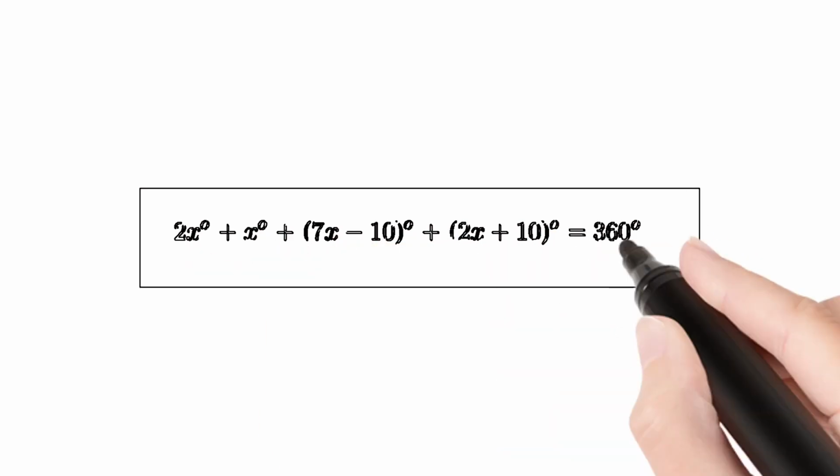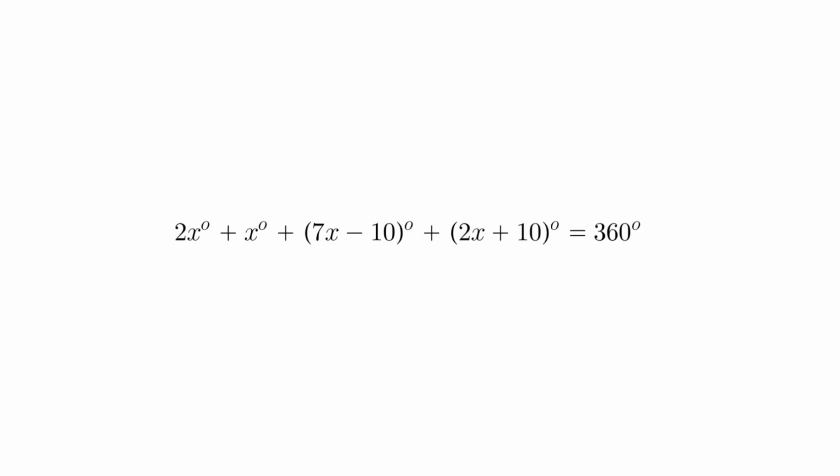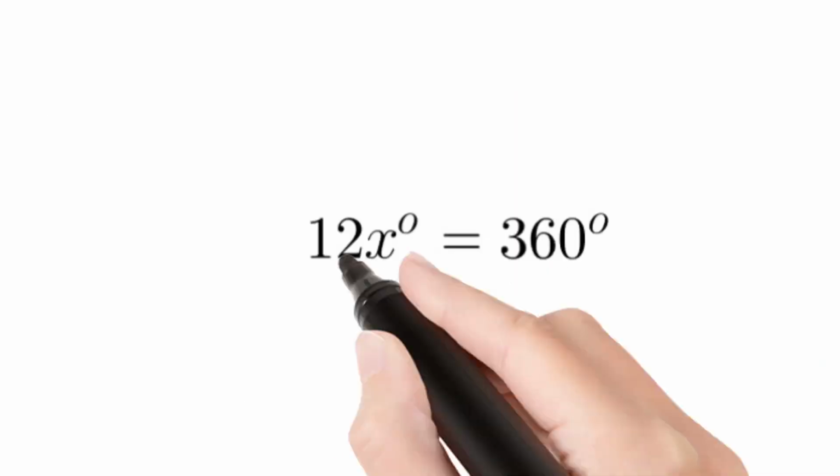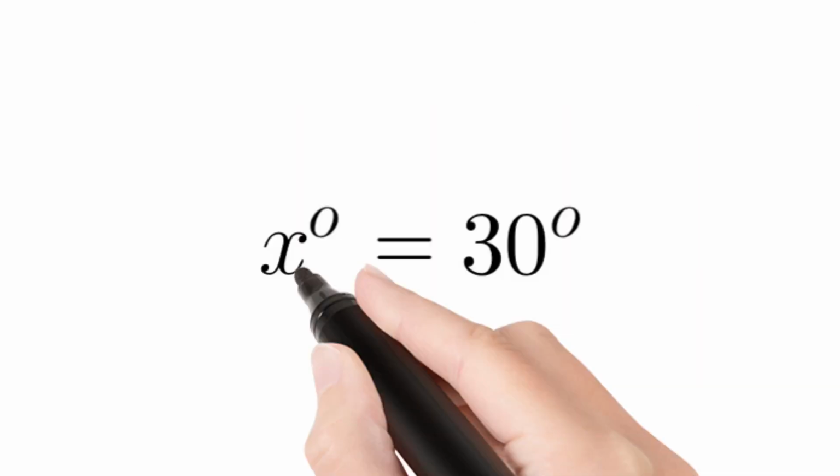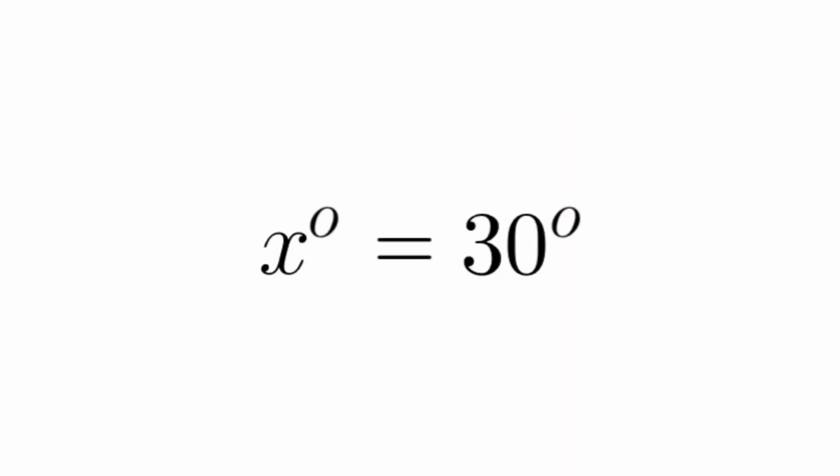2x plus x plus 7x minus 10 plus 2x plus 10 equal 360 degrees. Sum of angles of a quadrilateral: 2x plus x plus 7x minus 10 plus 2x plus 10 gives us 12x. Hence, we have 12x equal to 360 degrees. We divide both sides of our equation by 12, so we end up having x equal to 30.